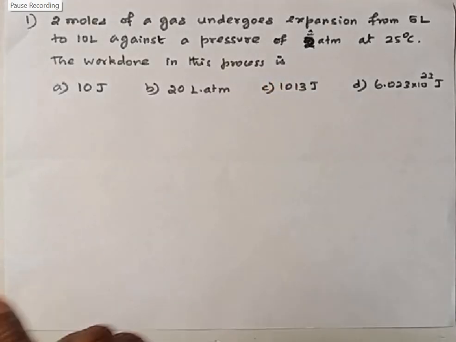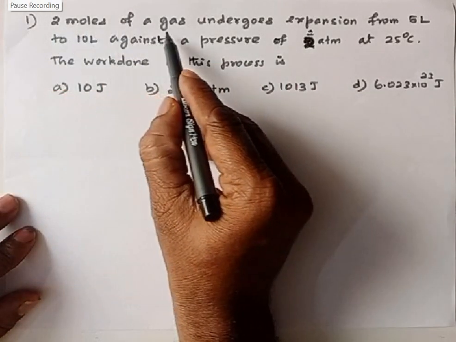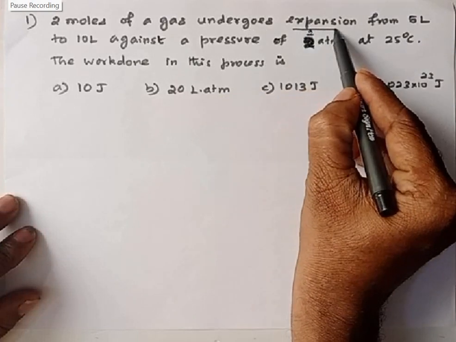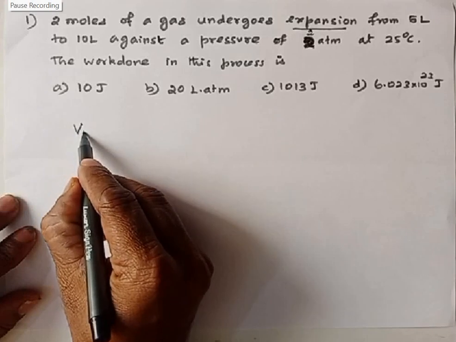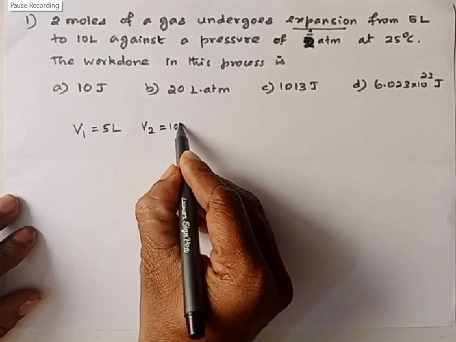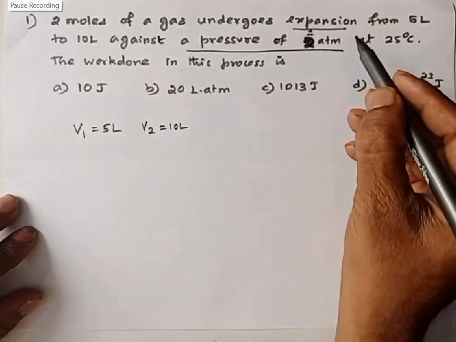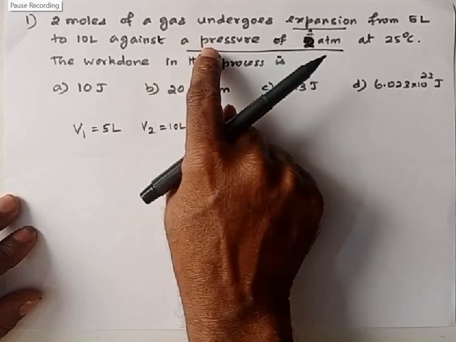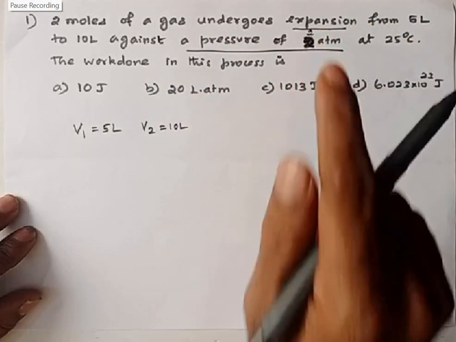Okay, so here while reading the question you should be a little careful. It is given that 2 moles of a gas undergo expansion from 5 liters to 10 liters. So initial volume V1 is 5 liter, final volume is 10 liter, and it is given that against a pressure of 2 atmosphere. If it is given like this, against a pressure of 2 atmosphere, that means pressure remains constant.